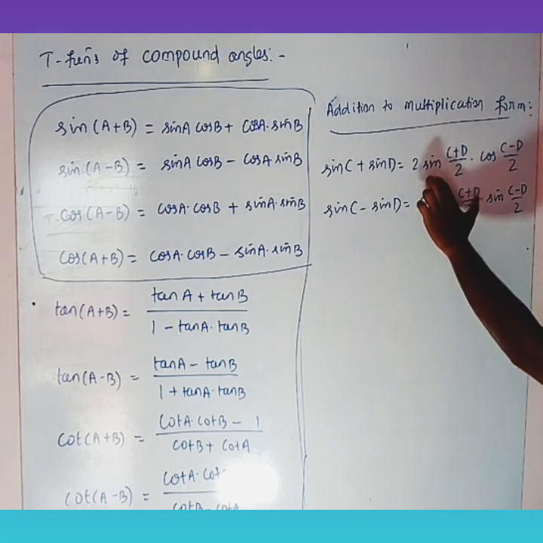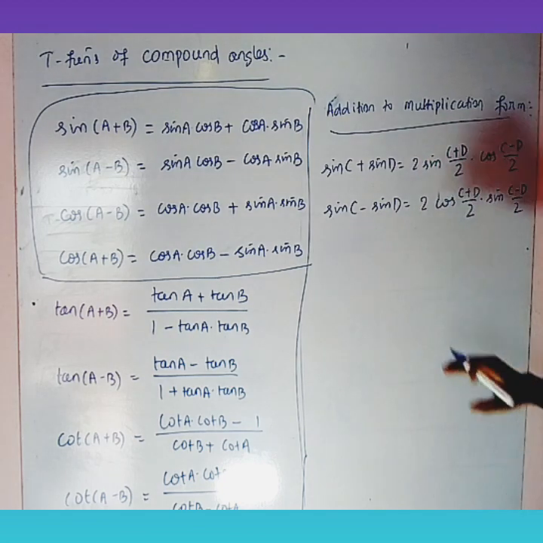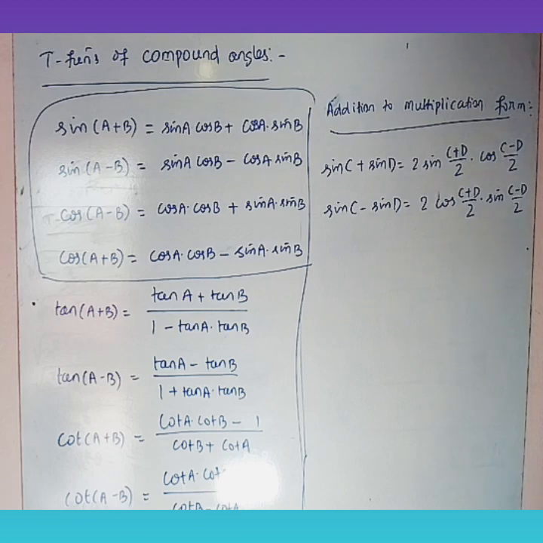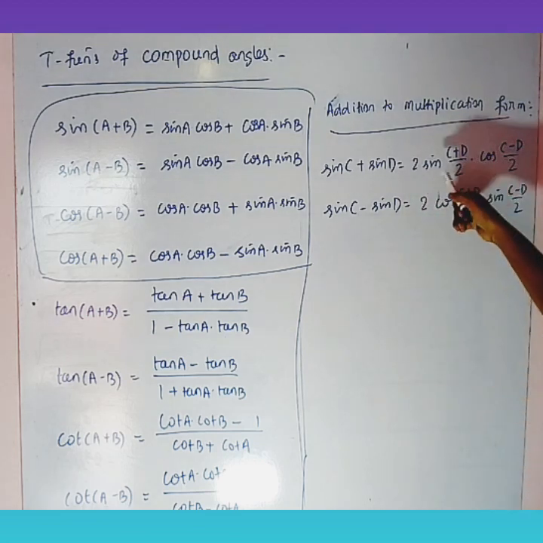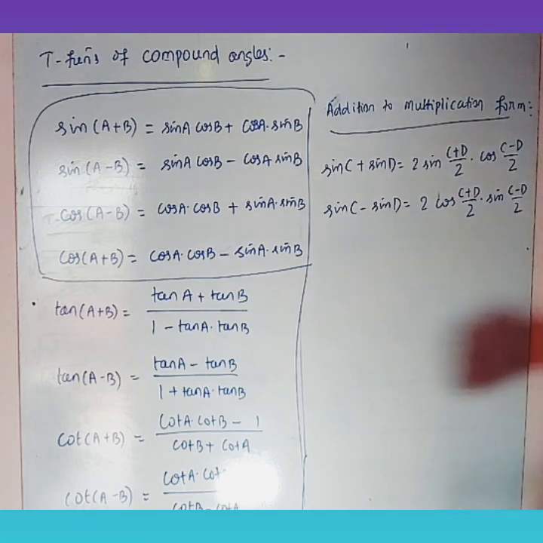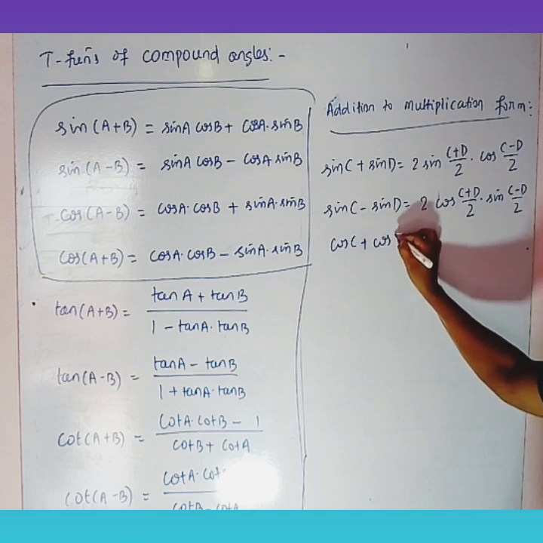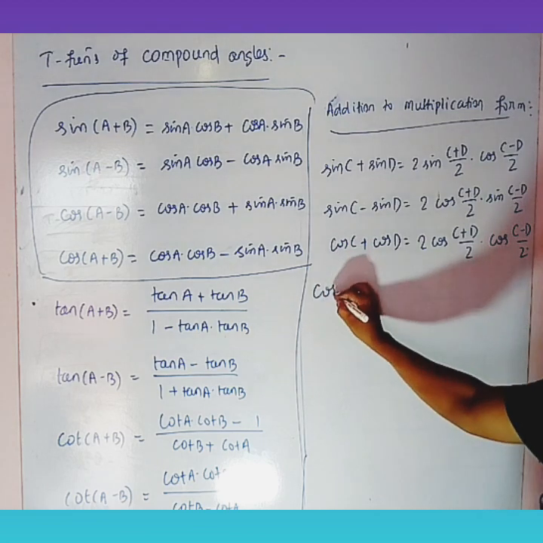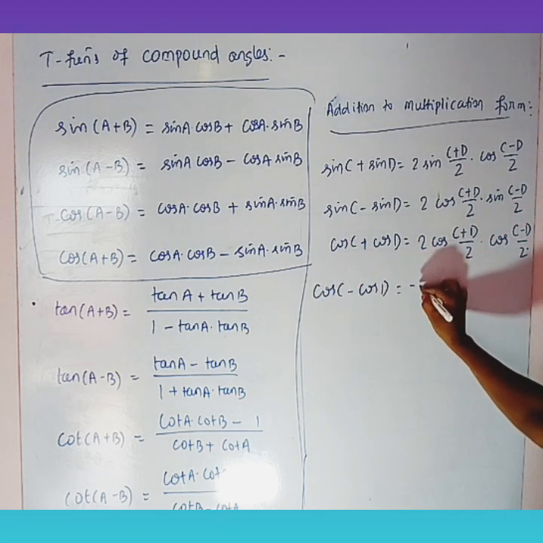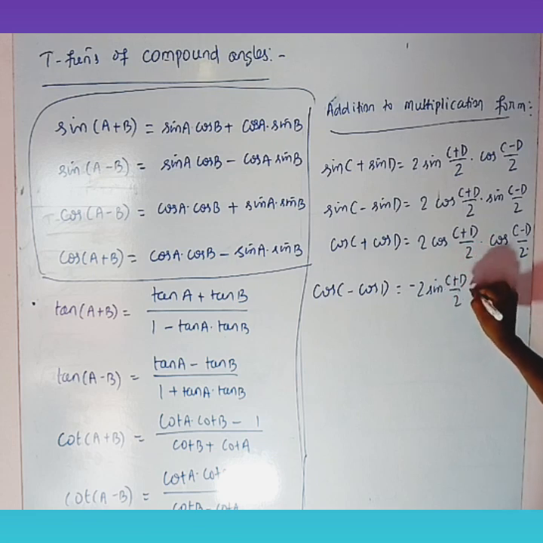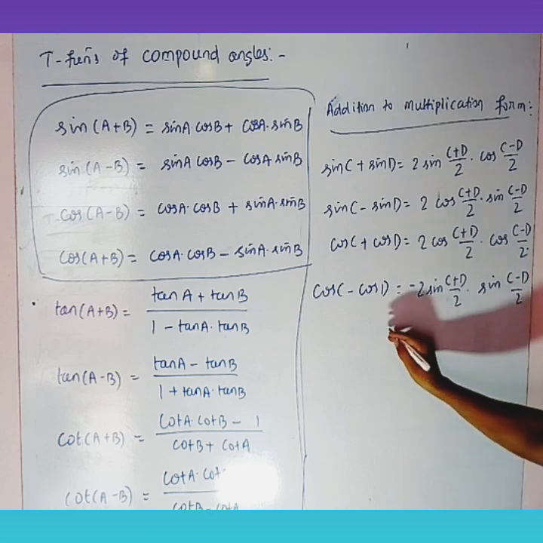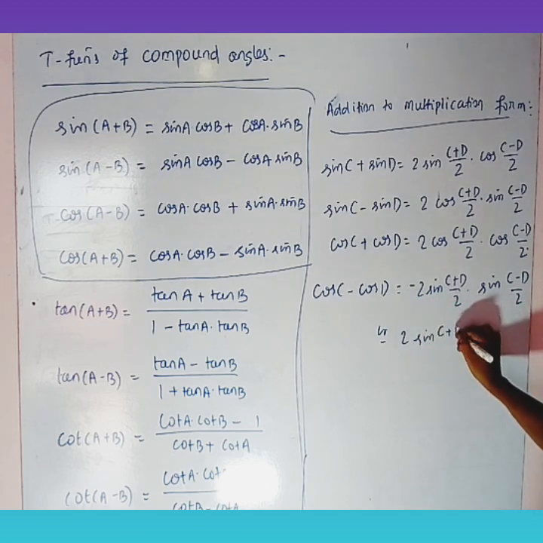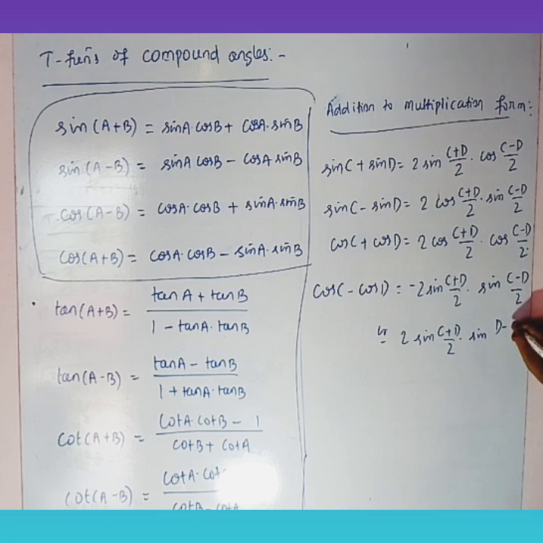Very simple, we have to interchange sin and cos. For sin c plus sin d, it is 2 sin c plus d by 2 into cos c minus d by 2. Sin c minus sin d, we have to replace cos in place of sin and sin in place of cos. Similarly, cos c plus cos d is 2 cos c plus d by 2 into cos c minus d by 2. Cos c minus cos d is minus 2 sin c plus d by 2 into sin c minus d by 2, or we can write it as 2 sin c plus d by 2 into sin d minus c by 2.